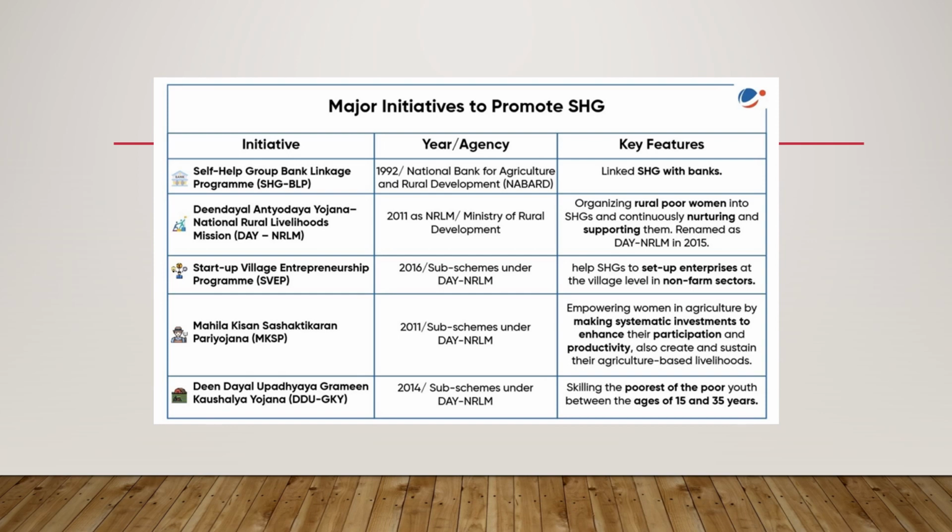It helps in empowering women in agriculture by making systematic investment to enhance their participation and productivity, and also to create and sustain their agriculture-based livelihood. Then we have the Deen Dayal Upadhyaya Grameen Kaushalya Yojana, DDU-GKY. It was brought up in 2014 as a sub-scheme under DAY-NRLM. It helped in skilling the poorest of the poor youth between the ages of 15 and 35 years.